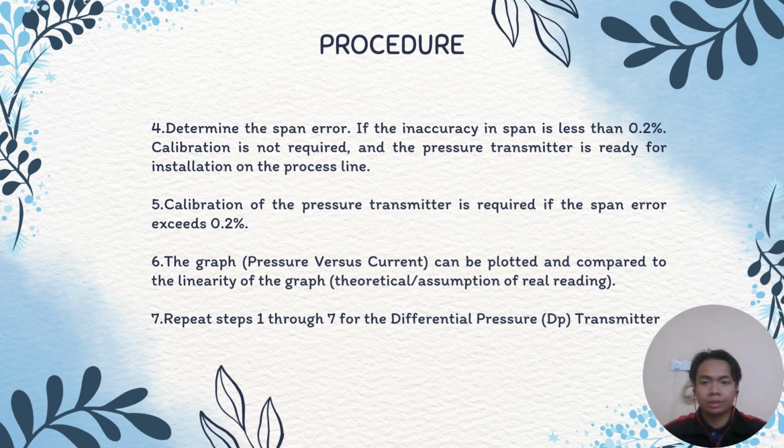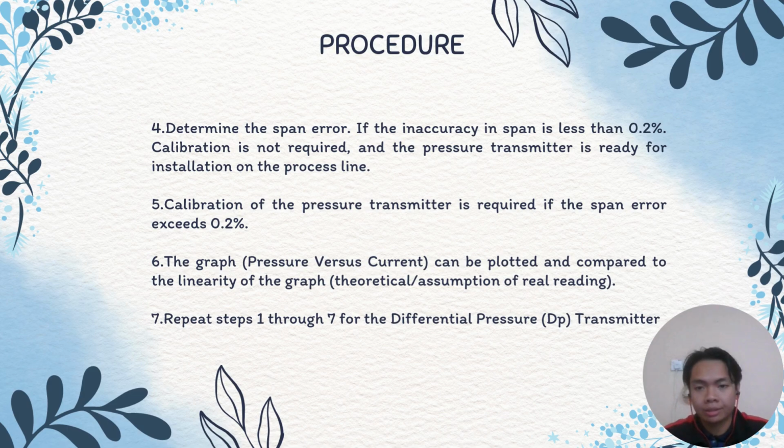Okay, so for the fourth step, determine the span error. If the inaccuracy in span is less than 0.2%, calibration is not required, and the pressure transmitter is ready for installation on the process line. Next, calibration of pressure transmitter is required if the span error exceeds 0.2%.